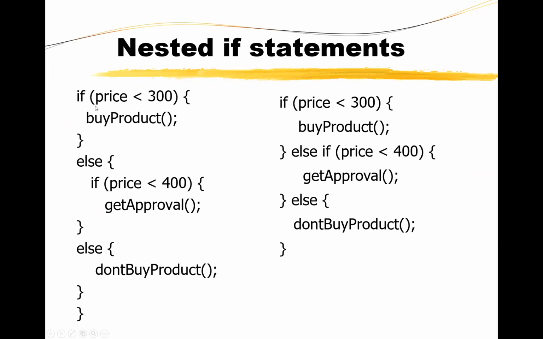As we discussed previously, this is another example. You can have a question like, if the price is less than 300, buy the product. Otherwise, again, you're going to check. If the price is less than 400, get approval. Otherwise, don't buy the product. Therefore, rather than writing this, using an if else if ladder, you would write: if price is less than 300, buy product. Else if price is less than 400, get approval. Else, don't buy product. The same thing.